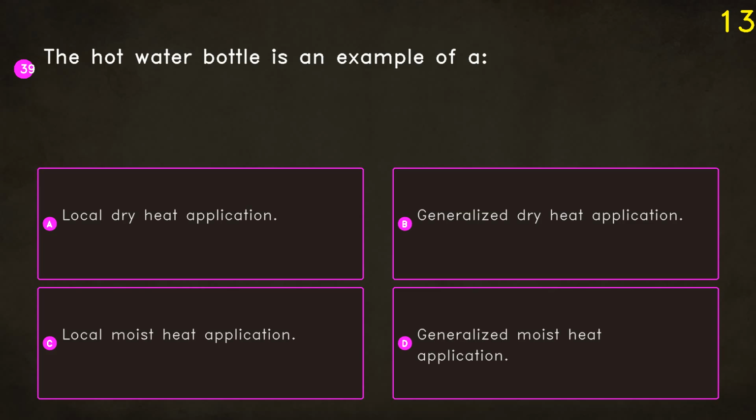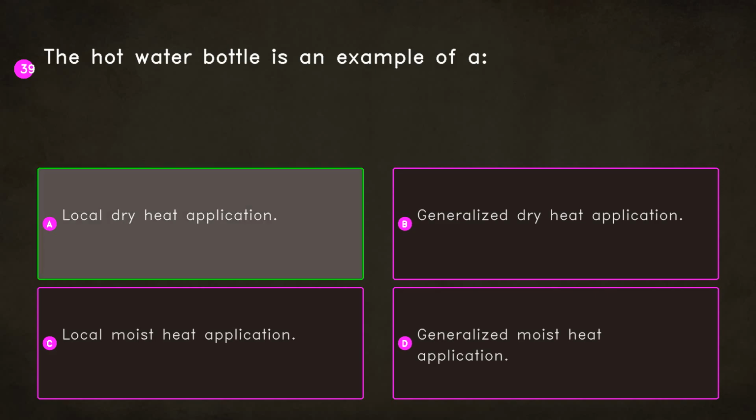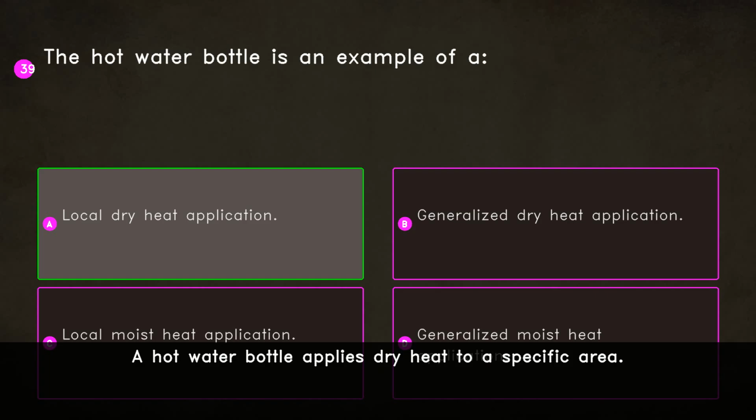Question 39. The hot water bottle is an example of A. local dry heat application. B. a generalized dry heat application. C. Local moist heat application. D. Generalized moist heat application. The correct answer is local dry heat application. A hot water bottle applies dry heat to a specific area.